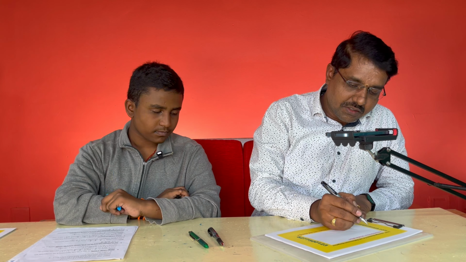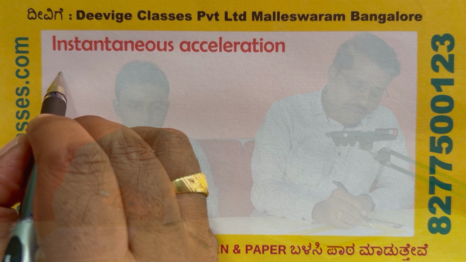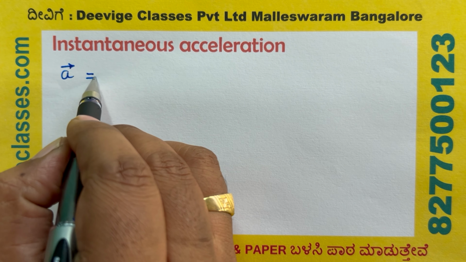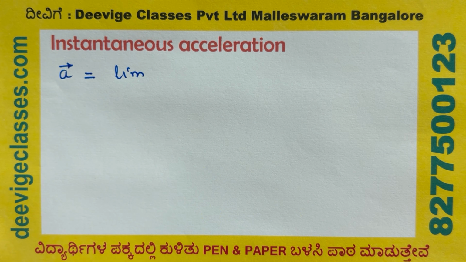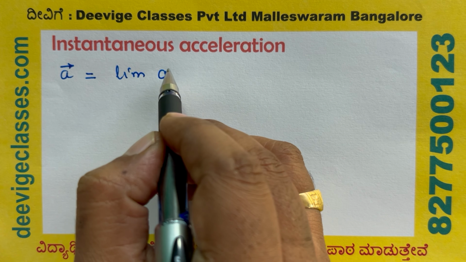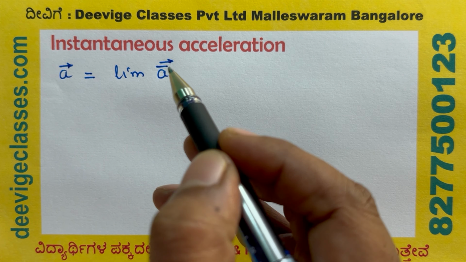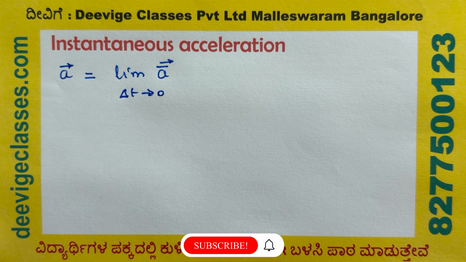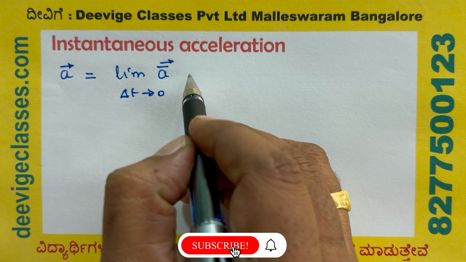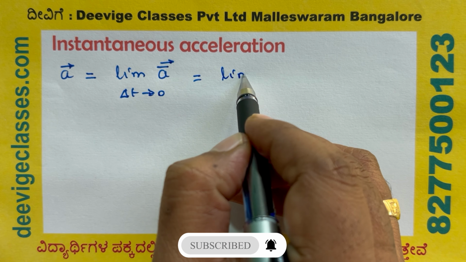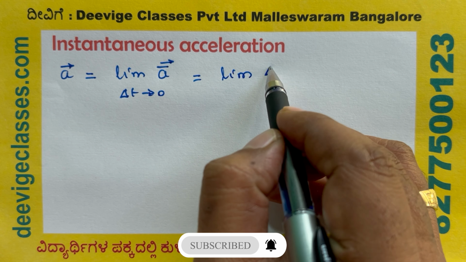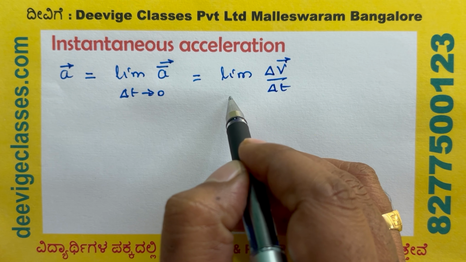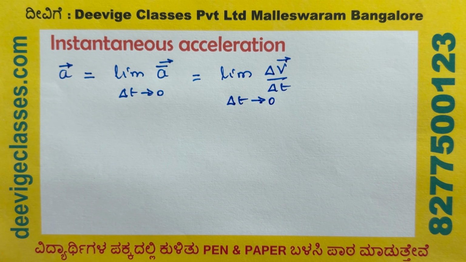Yes, sir. Right. So instantaneous acceleration we will denote as a vector. So a vector is equal to the limit of the average acceleration, that is a bar vector, as delta t approaches zero. So now let us write what is a bar vector. That is the limiting value of average acceleration, that is delta v vector divided by delta t when delta t approaches zero.